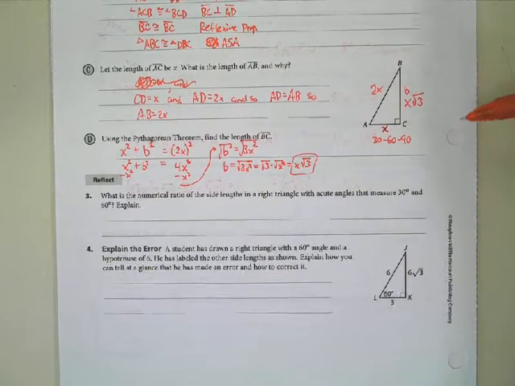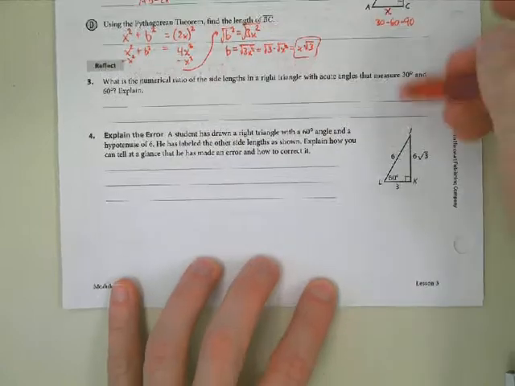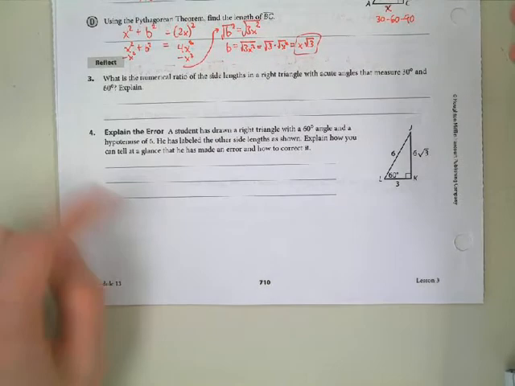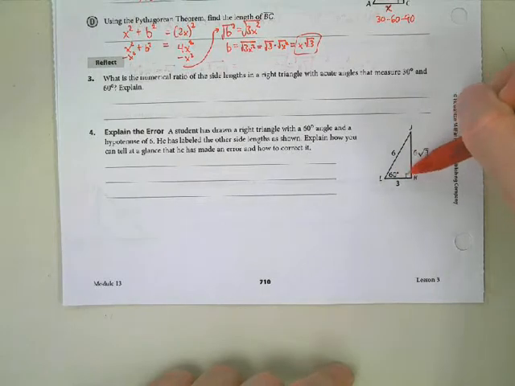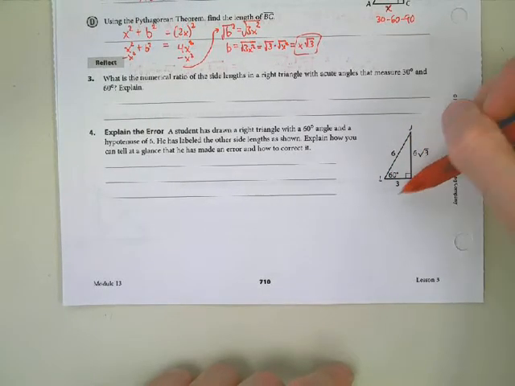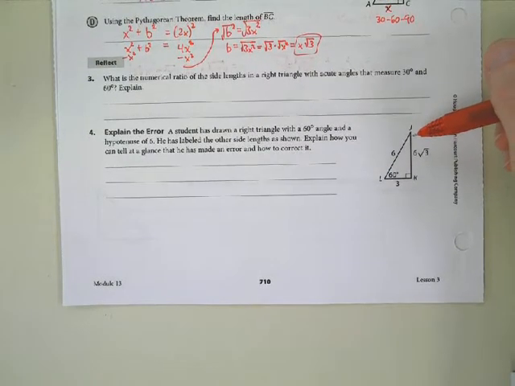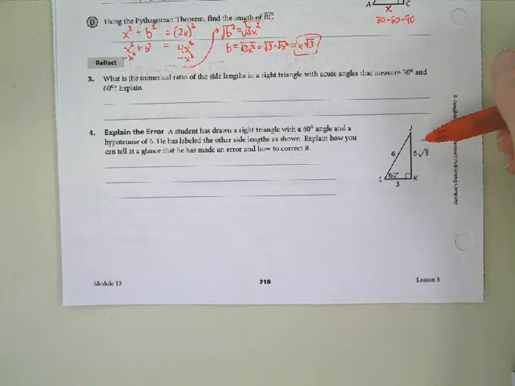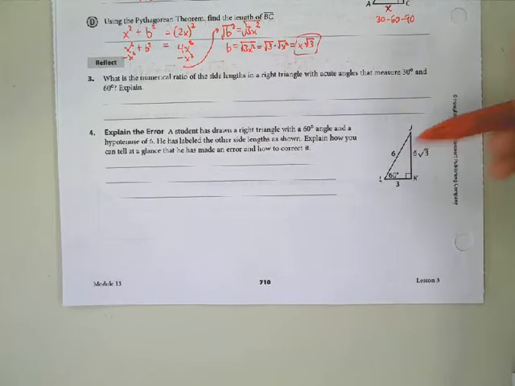We're looking at number 4. Explain the error. A student has drawn a right triangle with a 60-degree angle and a hypotenuse of 6. He has labeled the other sides as shown. Explain how you can tell at a glance that he has made an error and how to correct it. So, do we have an error here? It looks like our x value here is supposed to be 3. The hypotenuse is twice that, 6.